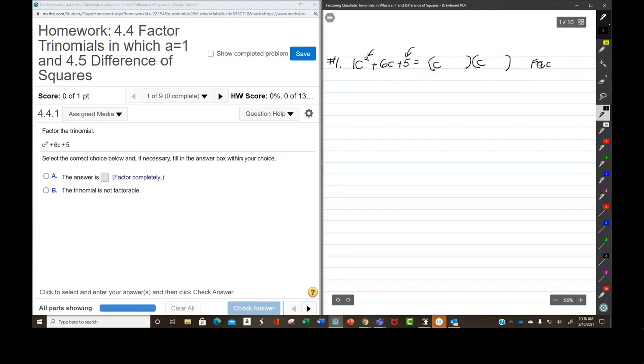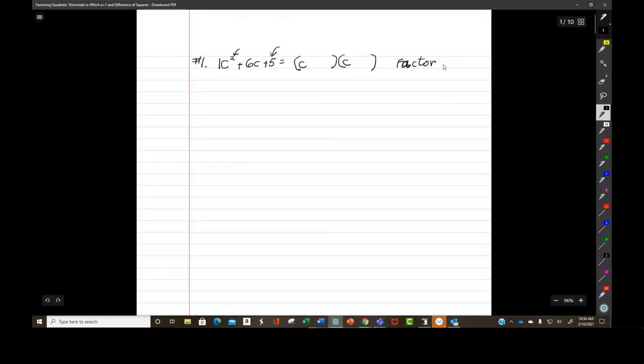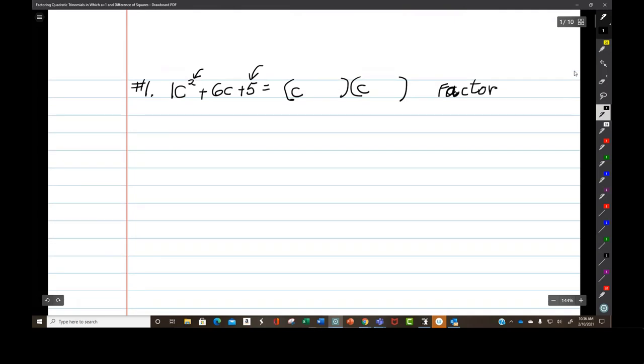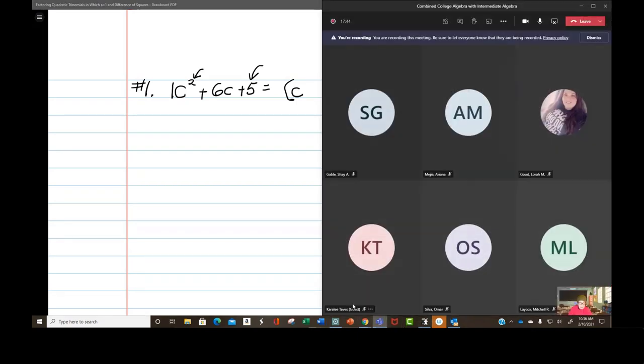So I'm going to write factor 5. Factor the constant. Let me make this bigger, and then I'll erase that messy thing. There. And as you can see, George is here. He couldn't wait to talk to you. Factor the constant. I'm feeling insecure. Let me check and make sure I'm really recording. Yes, I am. Okay.